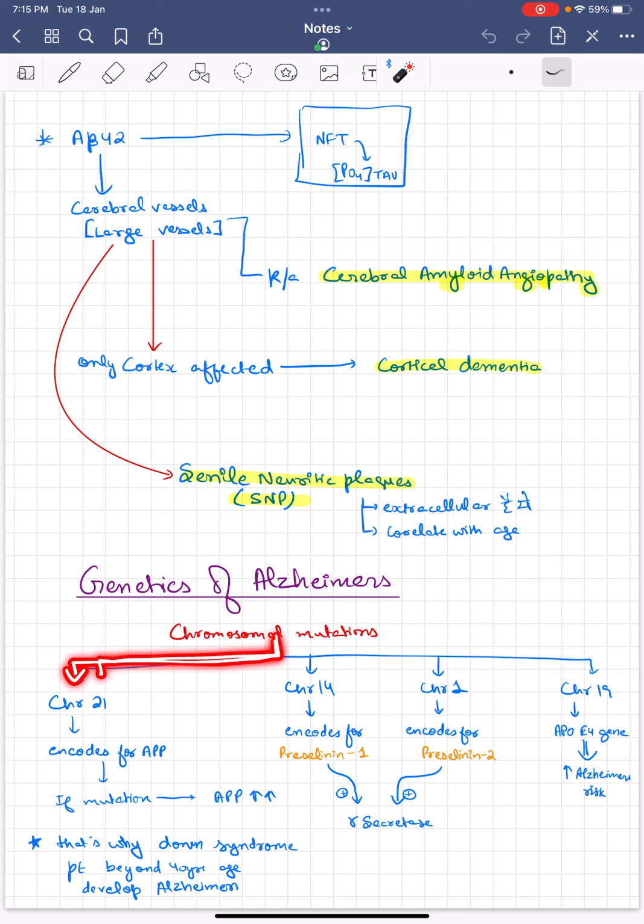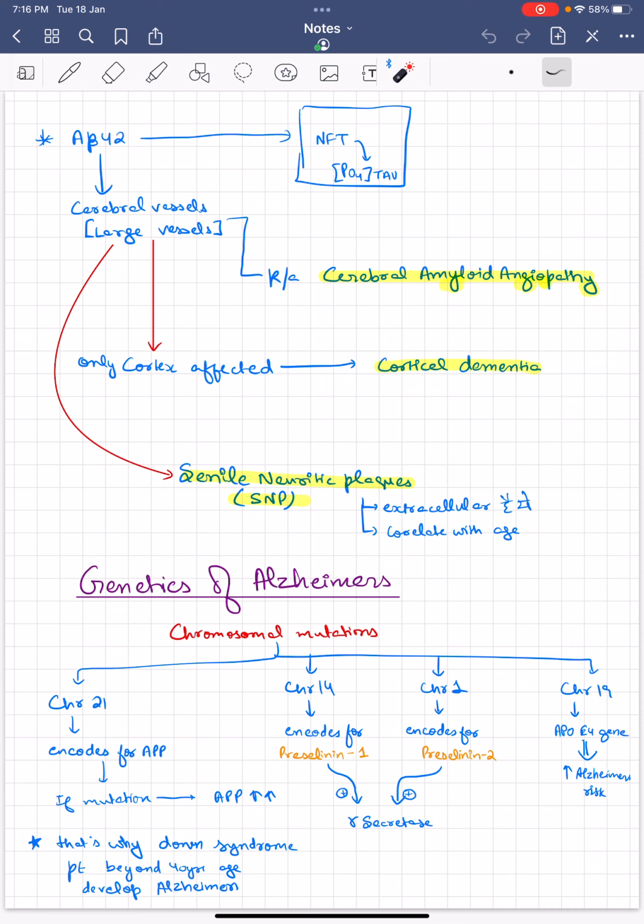There is chromosome number 21, which produces amyloid precursor protein. As chromosome number 21 increases in Down syndrome, it leads to an increased amount of A beta 42 protein at the end of the day, thus leading to an earlier onset of Alzheimer's in patients who have chromosome 21 triploidy, that is Down syndrome patients. So they would face Alzheimer's at about 40 years of age. That's what is written over here, right? That's where Down syndrome patients beyond 40 years of age develop Alzheimer's.